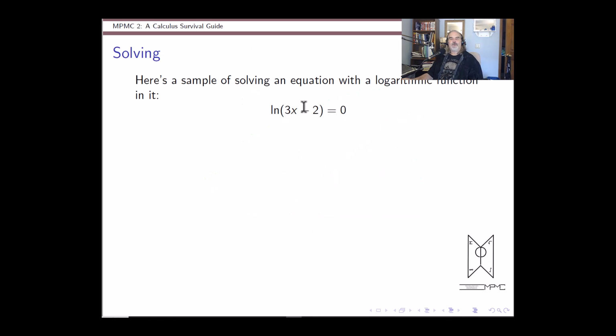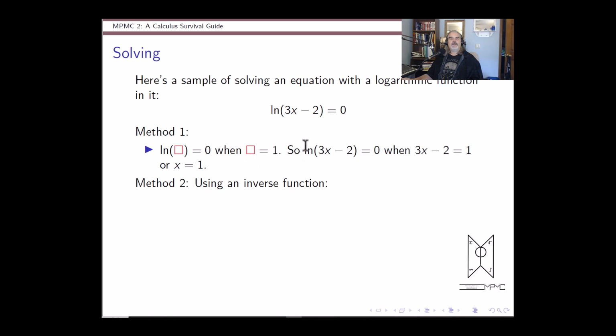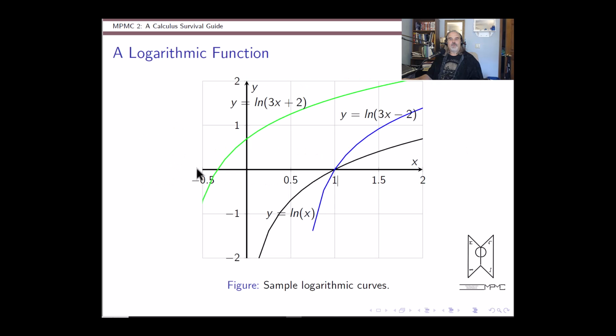Okay, in equation form, we're going to query this function and say, hey, function, where do you cross the x-axis? Where do you have a value of 0? So we set this up. Now, there's a couple of ways to solve this, one of which is remembering that special anchor point. That special anchor point tells us that the natural log of anything is going to be 0 when that thing is equal to 1. The natural log of x is 0 when x is 1. Or the natural log of 3x minus 2 is 0 when 3x minus 2 is equal to 1. Solve that for x and we get x equals 1. And that's why this blue curve also crosses the axis at x equals 1.